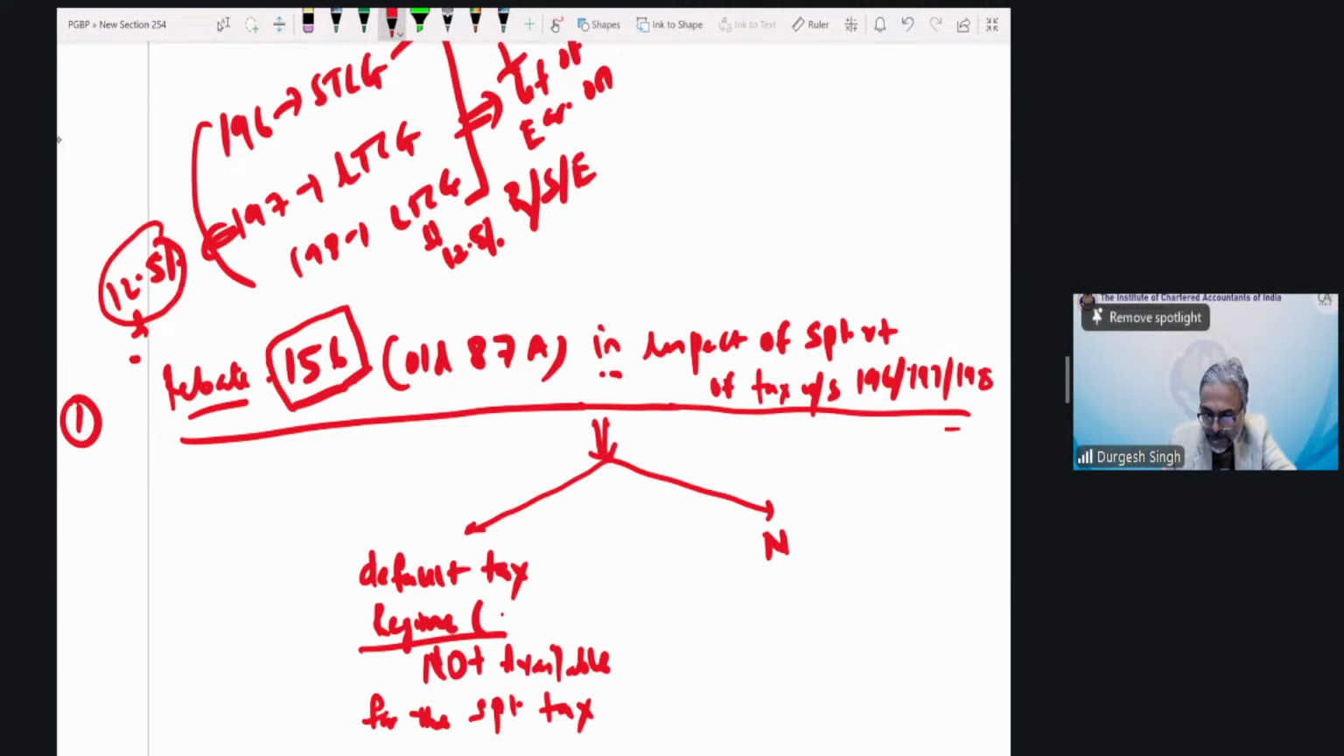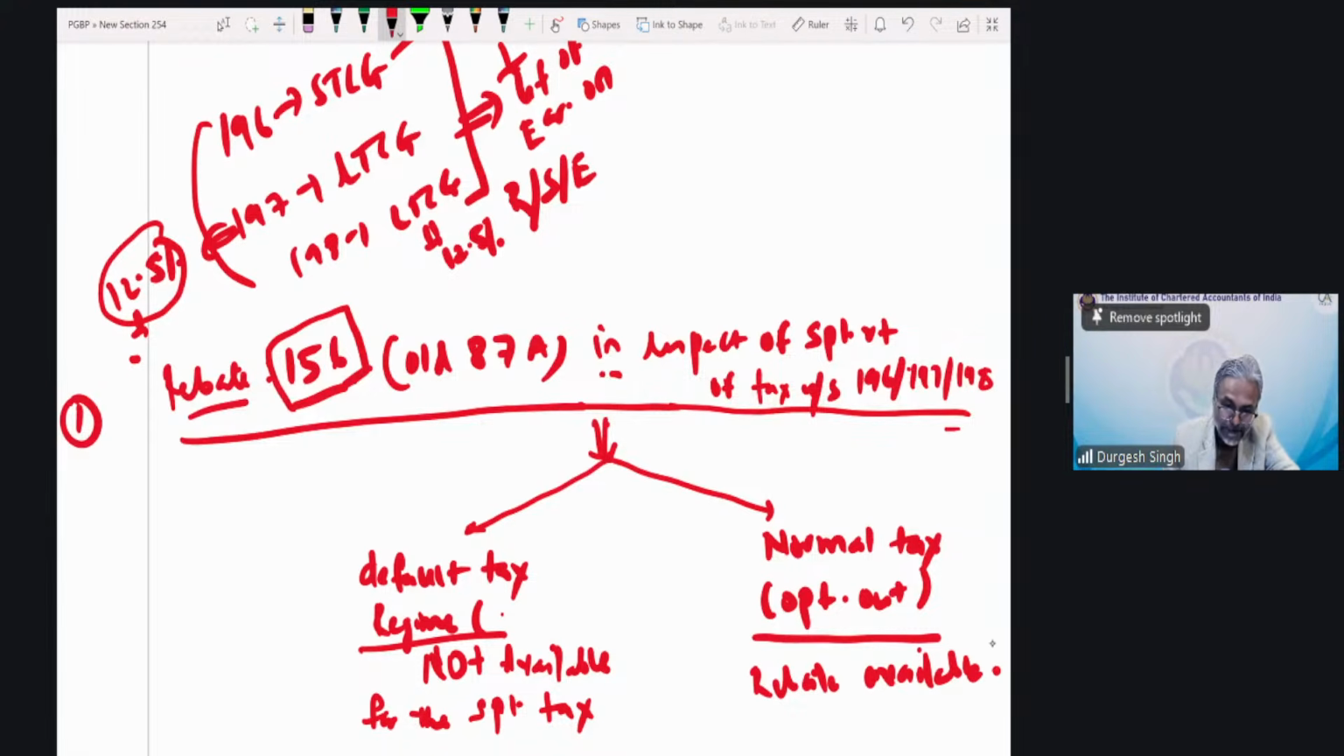And if it is the normal tax, for which you have to opt out, students, then the rebate is available. All these are there in the notes, by the way, but I'm just doing this because I need your focus on this particular issue, because this is how you are going to solve the question. Typical things. Have you copied this, students? Yes, sir.